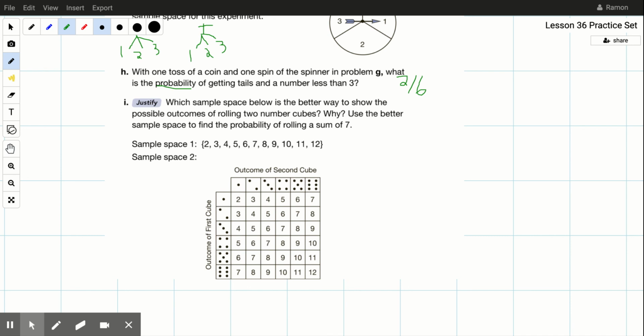And when we talk about rolling number cubes, even though you end up with the same sum, like 3, you arrive at it in different ways. You could get 2, 1, or 1, 2. Those are different combinations. And as such, they need to be a different sample.